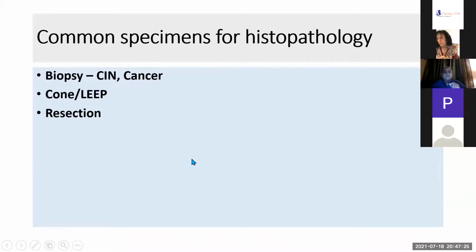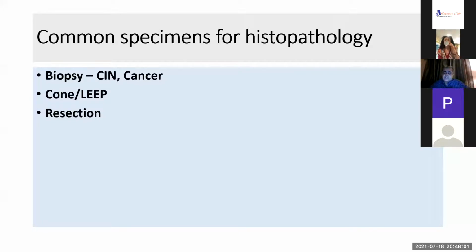What are the common specimens we receive in histopathology? I won't be going into the details of cytology because that becomes a completely different topic. When you have certain suspicious lesions on the cervix, the clinician would do a biopsy. If the biopsy report is CIN1, CIN2, or CIN3, then the clinician or the surgeon would go ahead and do a cone biopsy or a LEEP. And once there is full-blown early stage cancer, then the pathologist would receive a resected specimen.